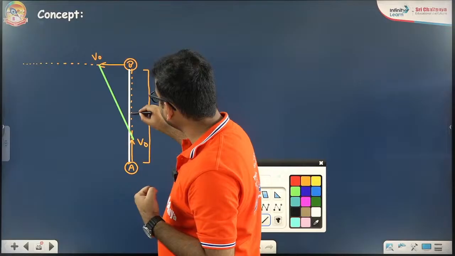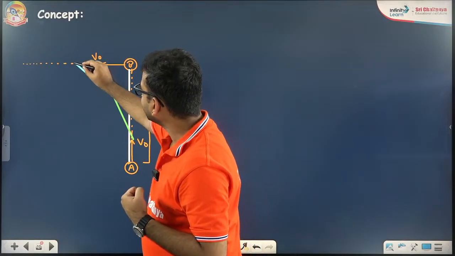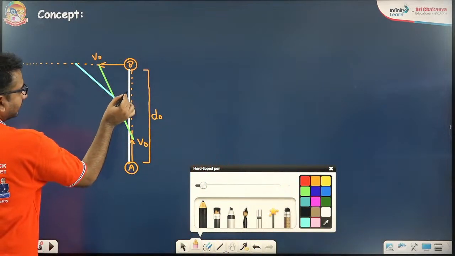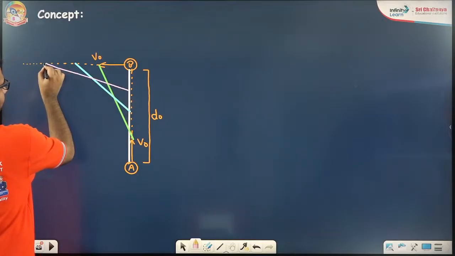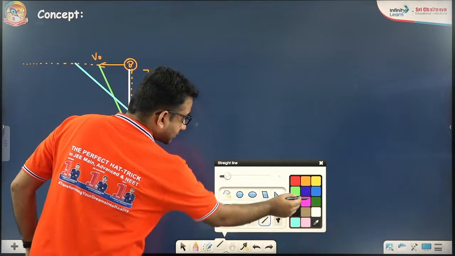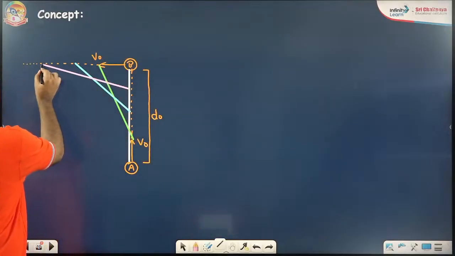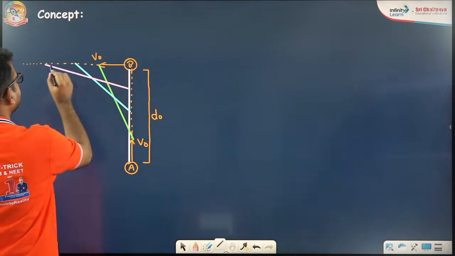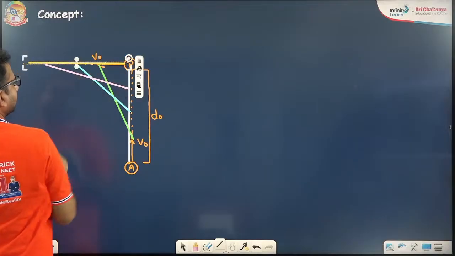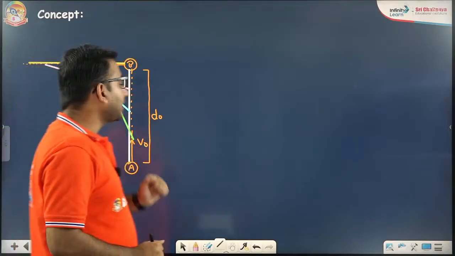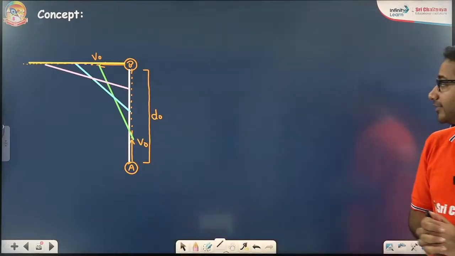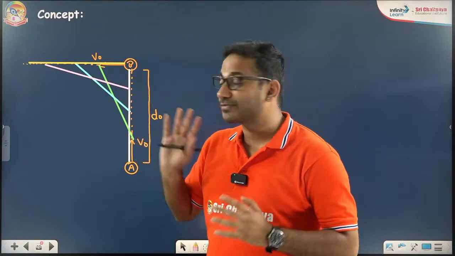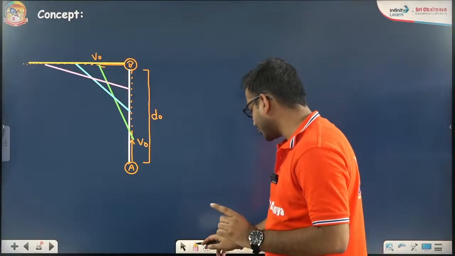Now the separation will be like this. Later on, the separation will be like this. The separation will be like this. And finally, their separation will become this. When A has reached the position of B, the B would have reached somewhere here. So these are the lines, white color, blue color, green color, pink color, yellow color. These are the lines which are basically representing the separation between these two ships.